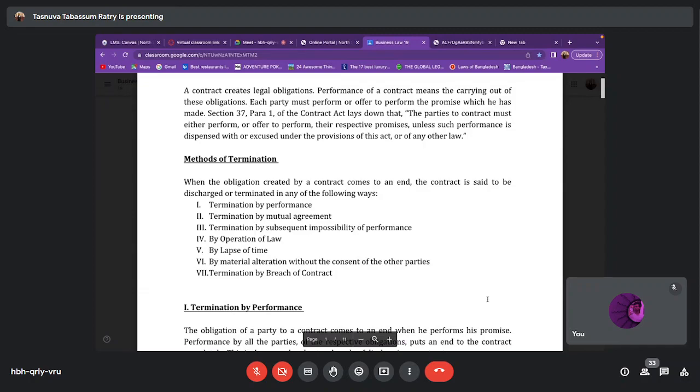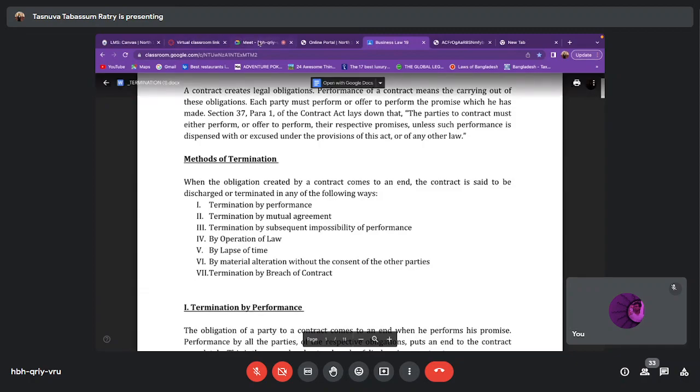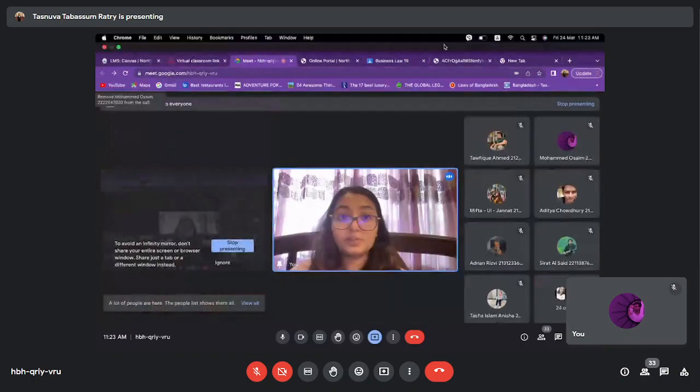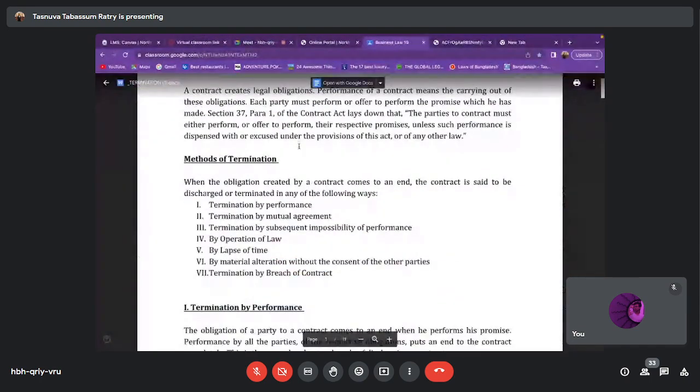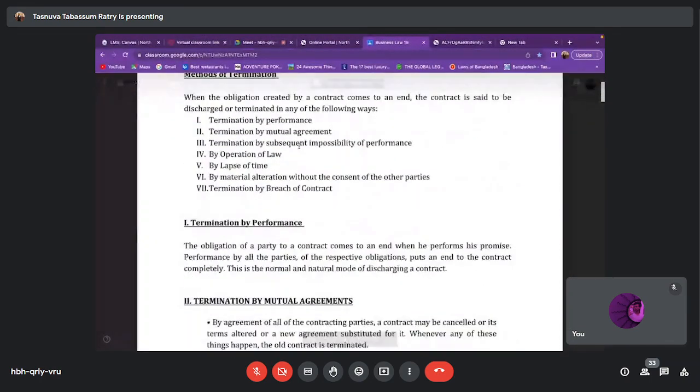contract. Lastly, the contract is terminated due to breach. So if either of the parties has breached the terms and conditions, as a result, the contract can also be terminated. We call that termination by breach of contract. So these are the seven methods of termination that we will be discussing today, one by one. The first one is termination by performance.